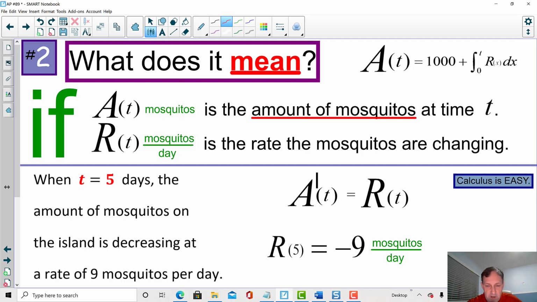Now, there is another way you can write this. Instead of saying the word decreasing, you could say the word changing. But if you do that, then you're going to need the negative again. So you'd have to say changing at a rate of -9 mosquitoes per day. And that's it. That's the meaning of this.